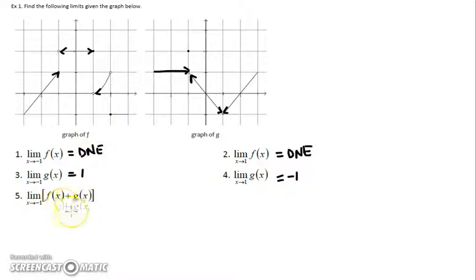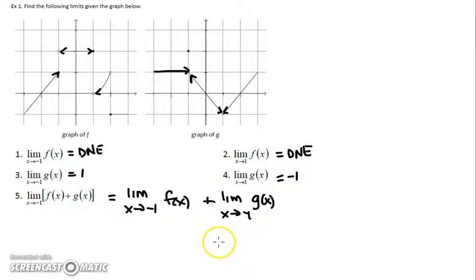Now, this problem here, I just threw on here to show you really quickly a property of limits that we're going to use later, but I'll show it to you now. If we have a sum inside our limits, it's going to work the way you think it should. We can break this up into two different limit problems. This is -1 of g of x. So it's going to work the way we think it should.